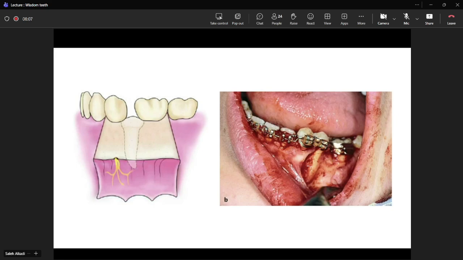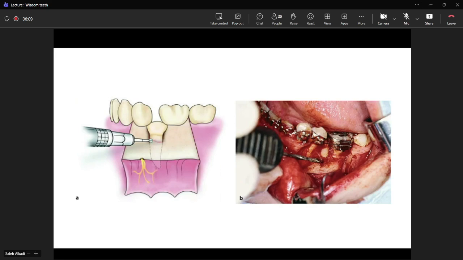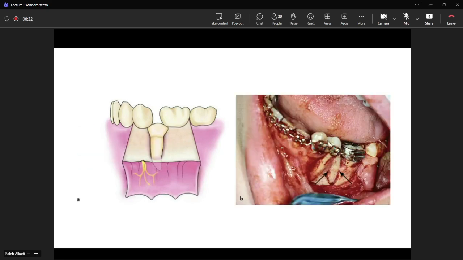After raising the full mucoperiosteal flap, you start exposing the impacted tooth. As you can see here, part of it is exposed, but you need to expose up to the cemento-enamel junction or below it in order to section the tooth at the cemento-enamel junction. For removal of bone, you use a round burr. Sometimes you can, of course, use a Fisher burr, and you use the Fisher burr also to section the crown.